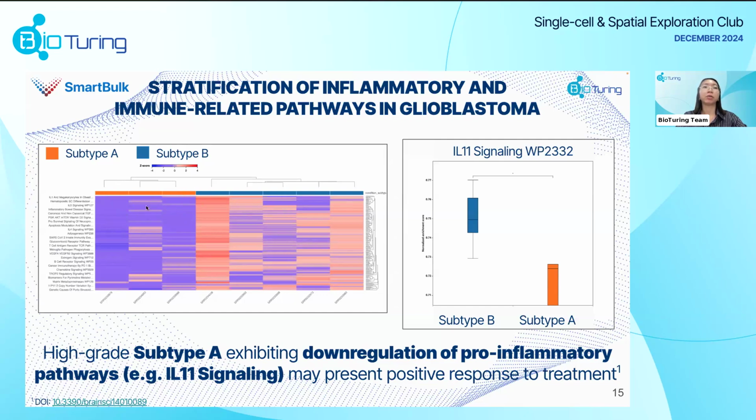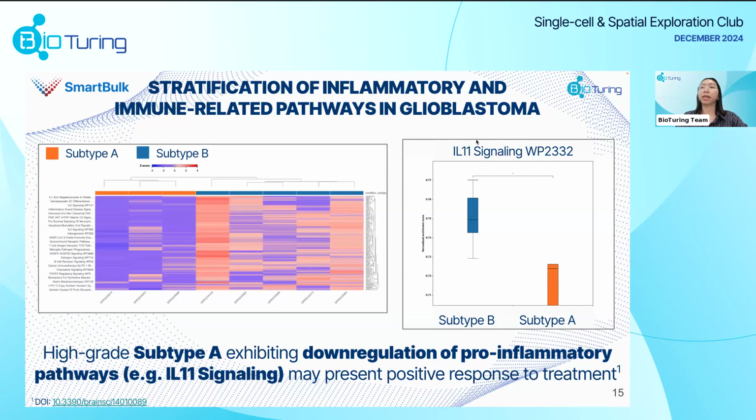And you can see within the orange cluster, those pathways are downregulated, and within our blue cluster, the pathways are mostly upregulated. And the pathways that we're looking at here are mostly related to pro-inflammatory pathways. So naming off a few of them, you can see IL-1 and megakaryocytes, or inflammatory bowel disease signatures, or B cell receptor signaling. One that I've highlighted here on the right-hand side is the IL-11 signaling.